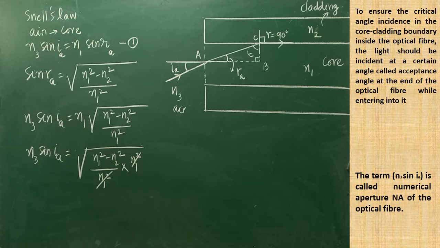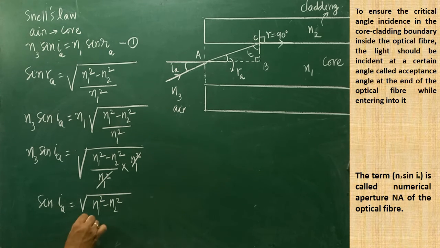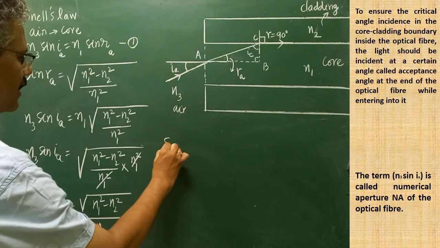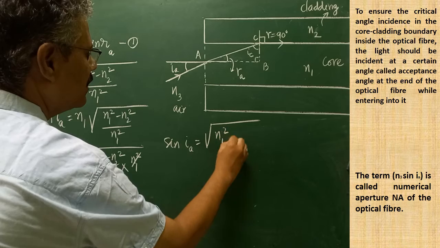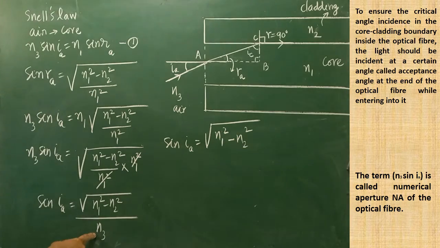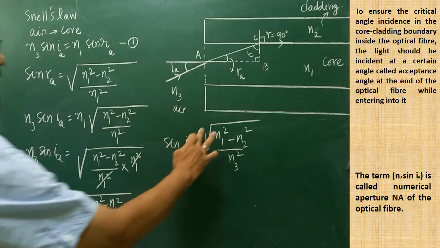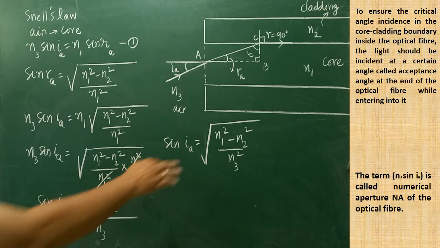Are you clear? Now this sin i_a can be written separately. Sin i_a is equal to, this n3 can be cross multiplied. So what is the remaining factor? Here the remaining factor is n1 square minus n2 square, and the whole thing is divided by n3. In the next step we can write sin i_a is equal to the square root of n1 square minus n2 square, and if n3 is written within the square root, it becomes n3 square. So everything is written within the square root, in a bigger square root form. Are you clear? So this is the final expression.